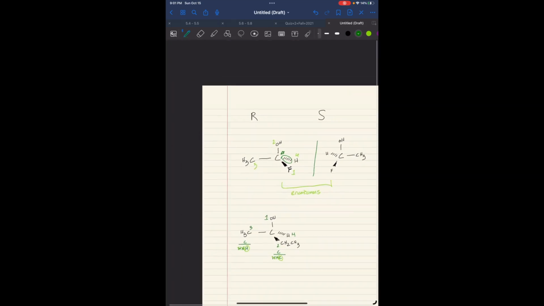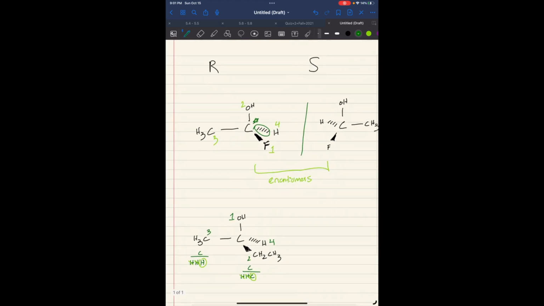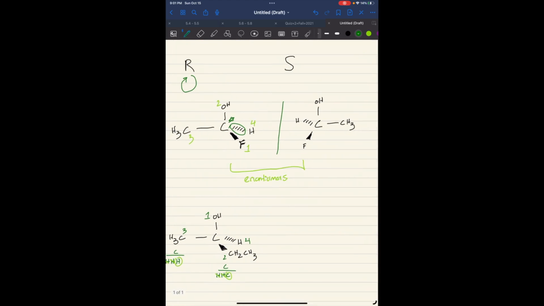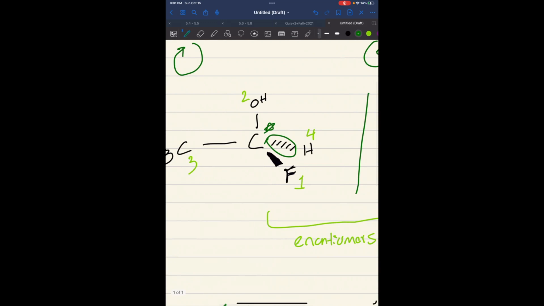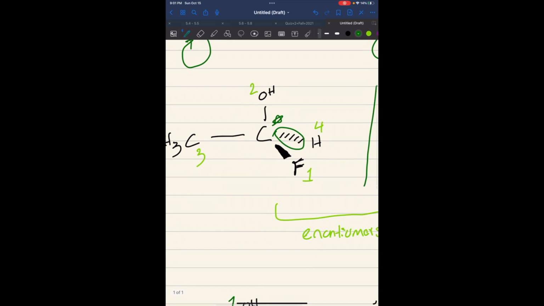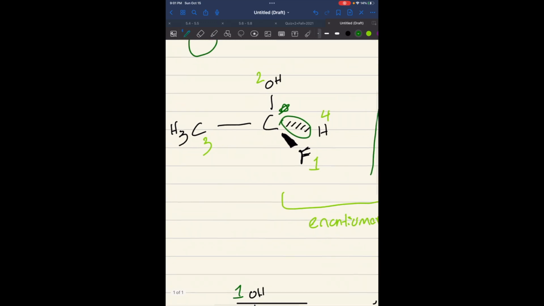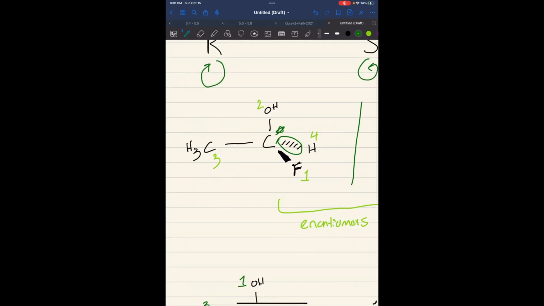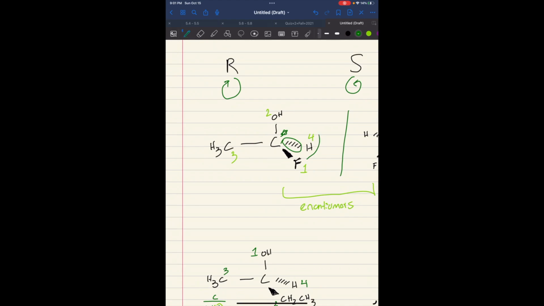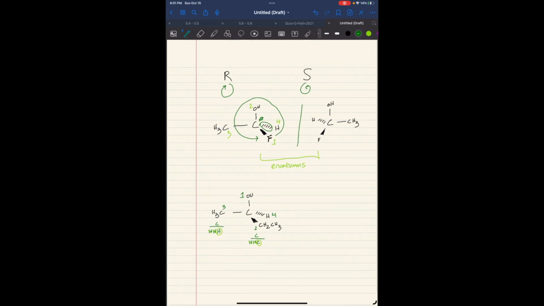Basically the way to determine if it's R or S: if your priority groups are going clockwise, it'd be R. And if your priority groups are going counterclockwise, it'd be S. So on the left side of the mirror, we can see that our hydrogen's already going into the plane, which is good for us. We don't have to change anything. So we see that our fluorine is 1, our OH is 2, and our CH3 is our third priority group. Just following the numbers, we can see that it's going in a counterclockwise direction, and therefore it would be an S configuration.